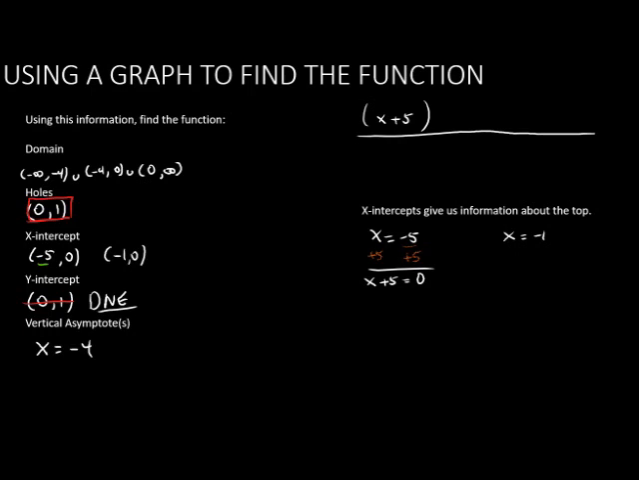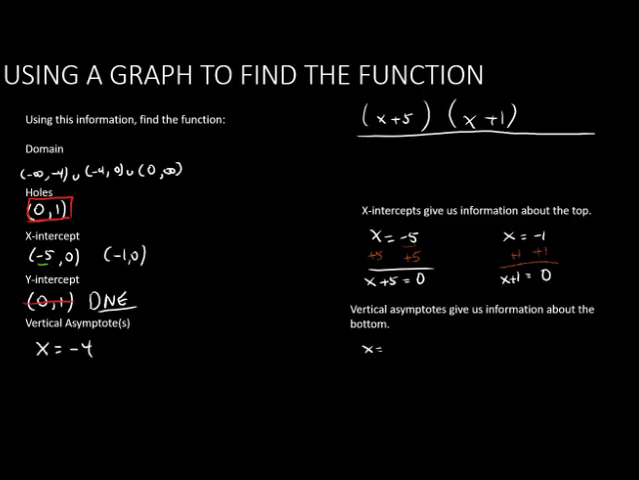We'll do the same with -1. If we add 1 to both sides, we'll get x plus 1 on the left side of this equation and 0 on the right. This means x plus 1 will also go on top. Now, the vertical asymptotes will give us information about the bottom. So here we can start with x equals -4. If we add 4 to both sides, we'll end up with x plus 4 on the left equals 0. We can put x plus 4 on the bottom now.